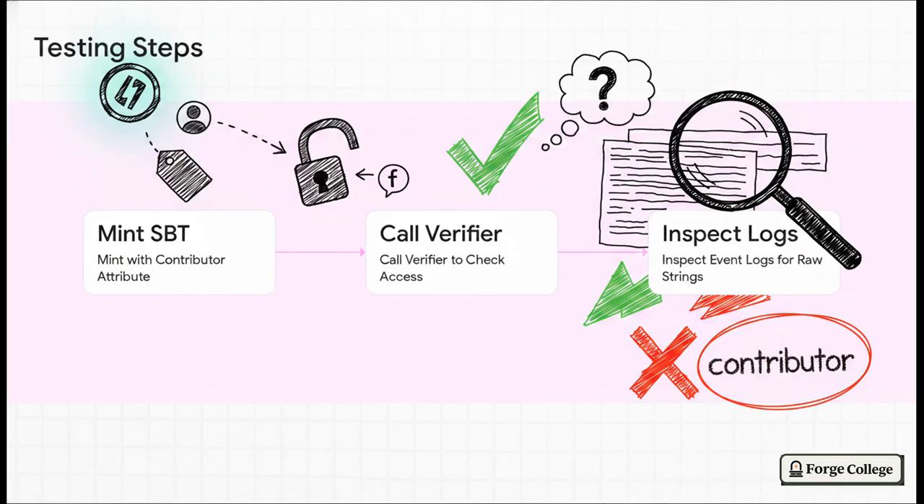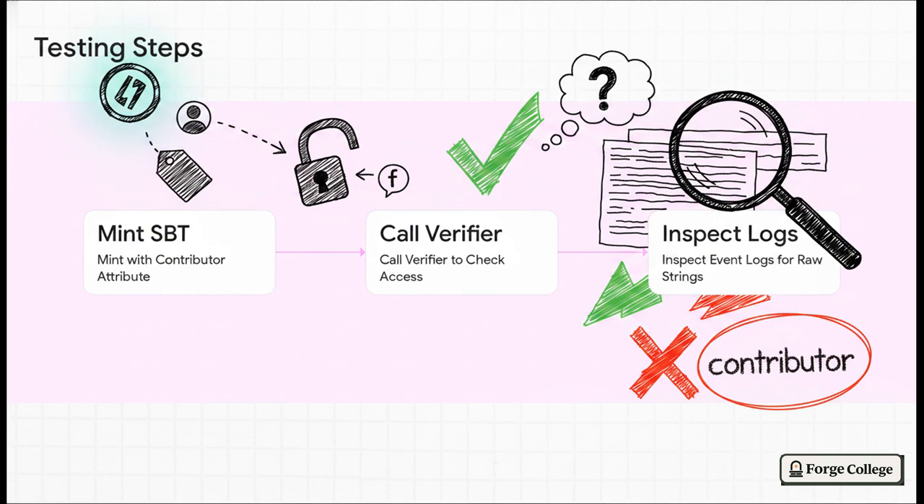Step 1, we mint a test SBT to an account with a contributor attribute. Step 2, we call the verifier contract to check access for our DAO forum. We expect this to return true. But step 3, well, that's the kicker. We inspect the event logs for raw strings.